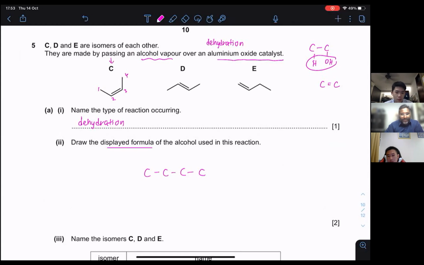The H and OH can be anywhere, depending on the isomer, like this one is for C. But for D, let's say for example, it's between carbon number 2 and carbon number 3. Same also for carbon 2, carbon 3. This one is 1 and 2, maybe this one between here and here. It doesn't matter, it's still the same. You will still get the mark for the displayed formula of the alcohol.